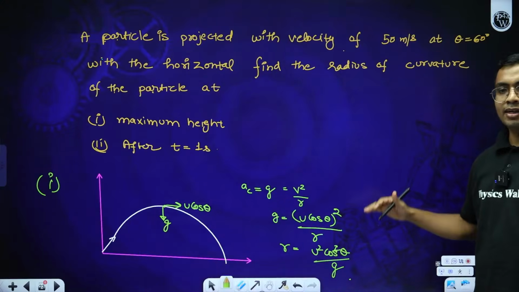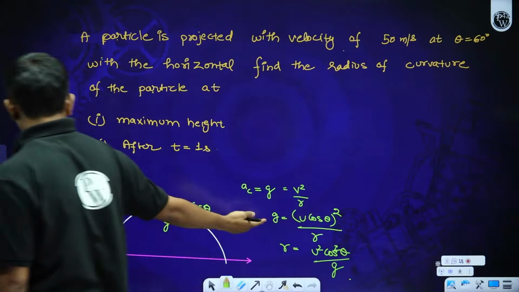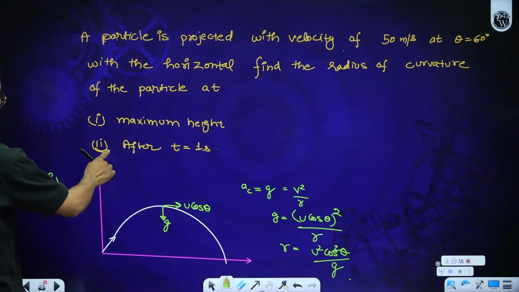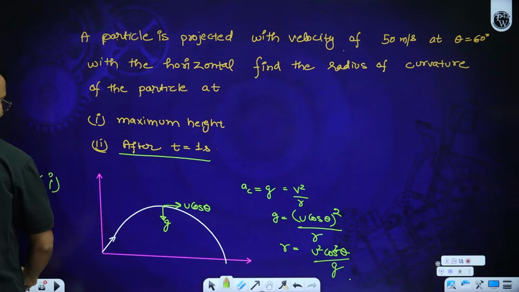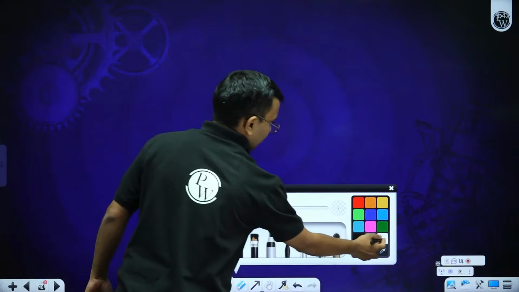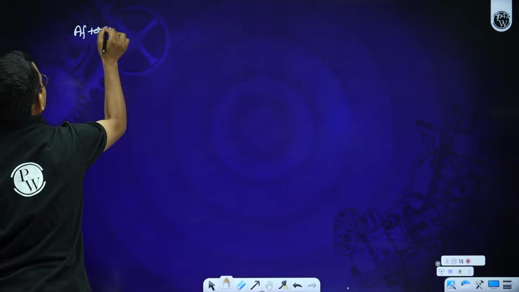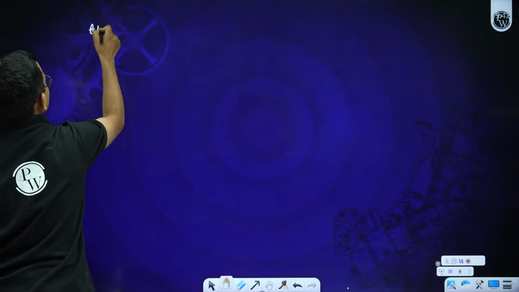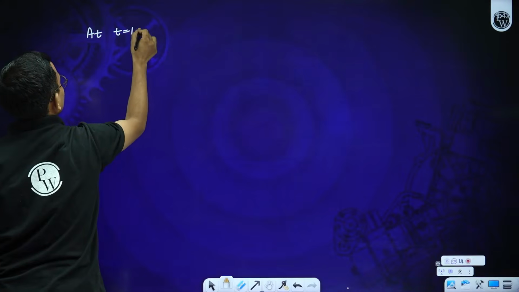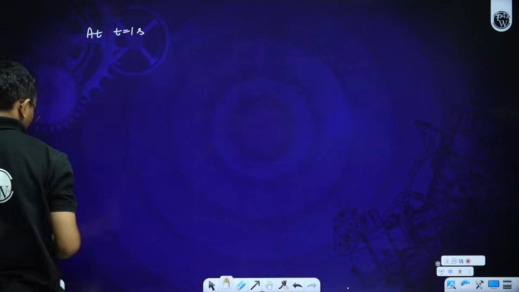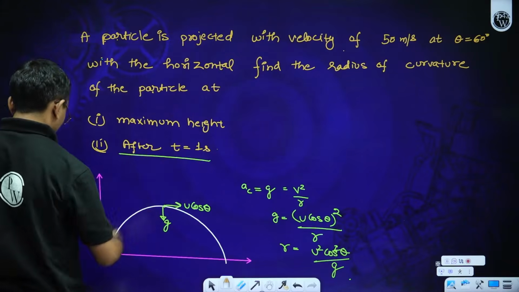Okay, then let us do the second part. Here we can put in the values and get the radius of curvature. Now let us find what will be the radius of curvature at t equals 1 second. What will be the velocity? Horizontal velocity will be the same. What is that? That is 50 cos 60.